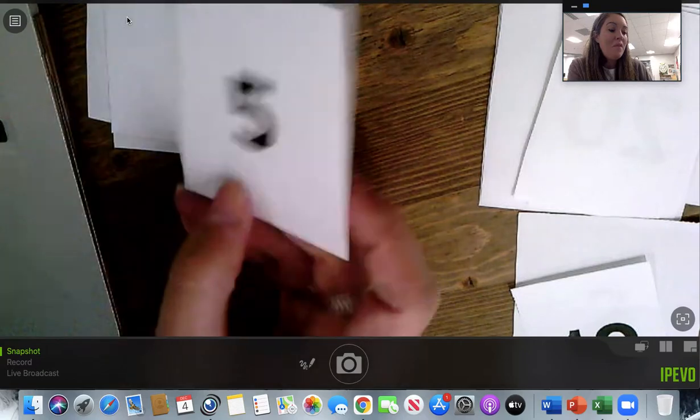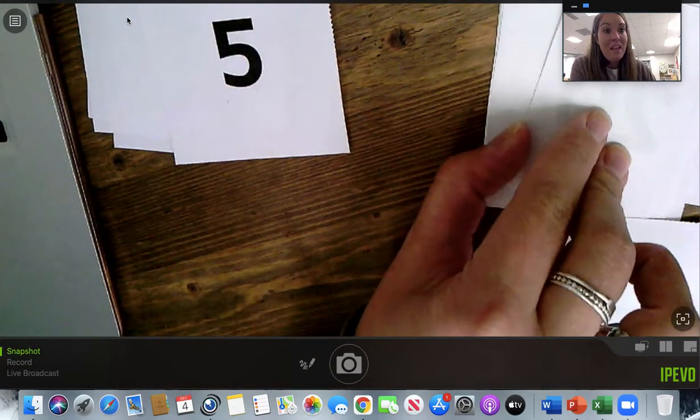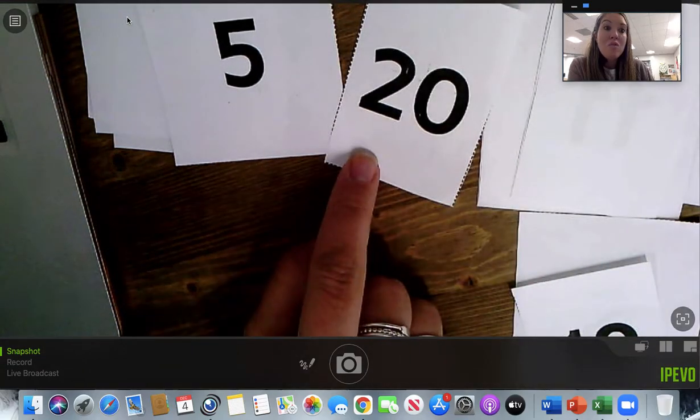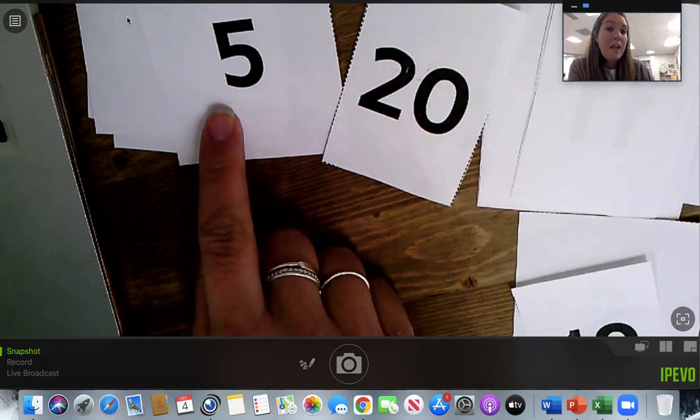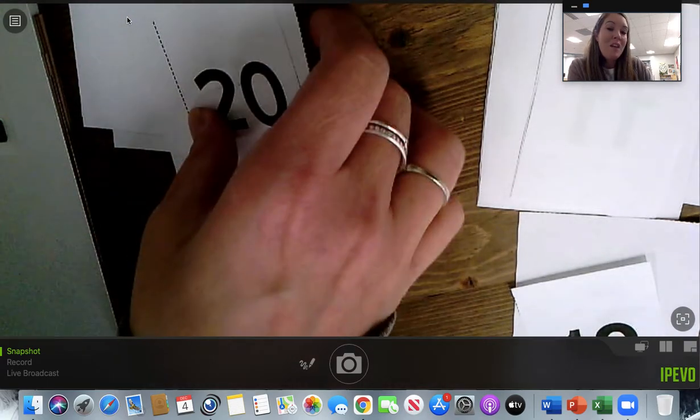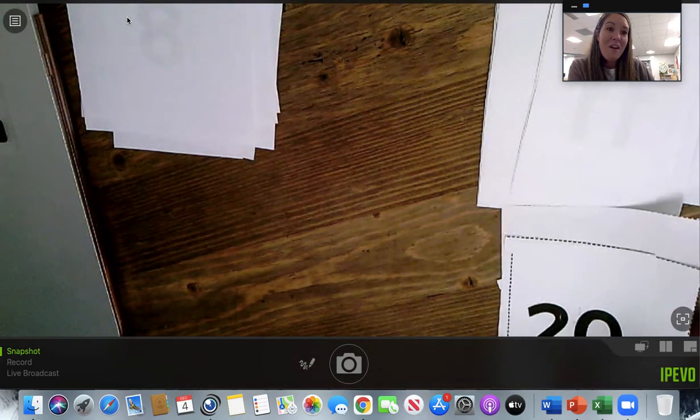Let's say I flip over a 5, and this time maybe I'm playing the game with Mabel. Mabel flips over her card. She got 20. 20 is greater than 5. Mabel won this round, so she gets to take both of the cards and set them in front of her.